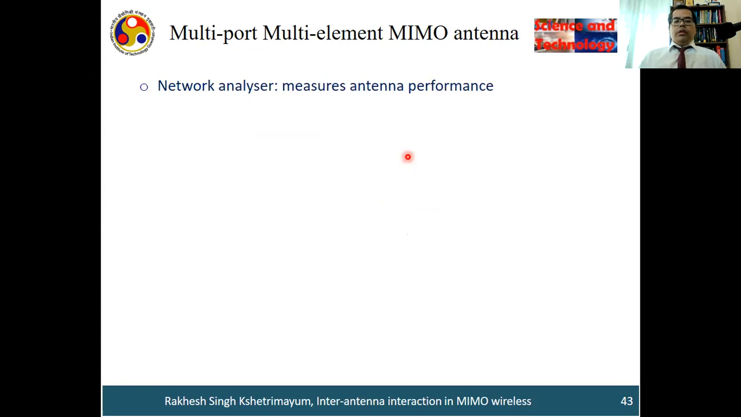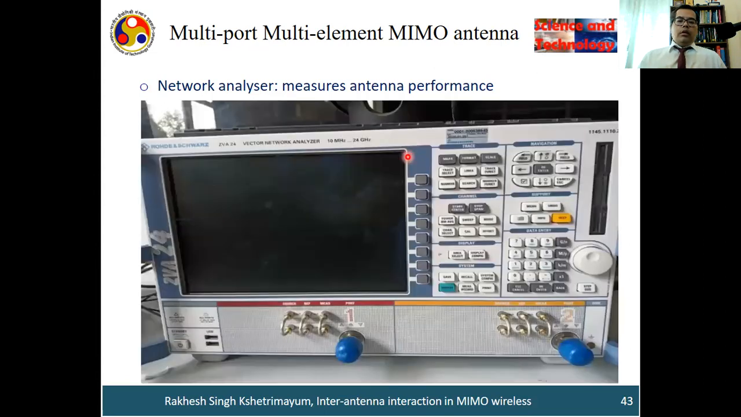So how do you measure this mutual coupling in the lab? That's a discussion we are going to have. The device we use for measuring antenna performance is a network analyzer. At microwave frequency, high frequency, you cannot measure current, you cannot measure voltage. The only measurable parameter is the scattering parameter. So the device which measures the scattering parameter is called the network analyzer, which will actually measure the antenna performance.